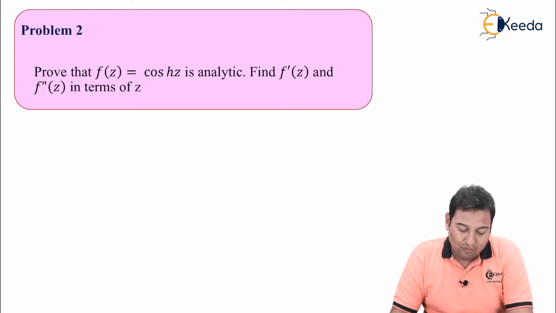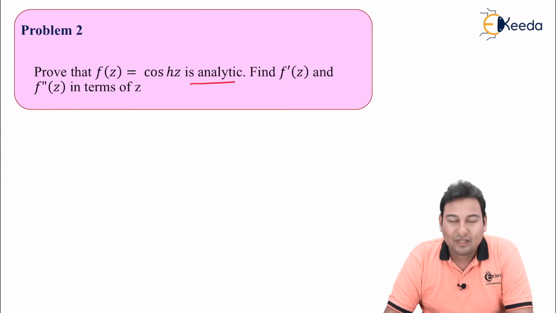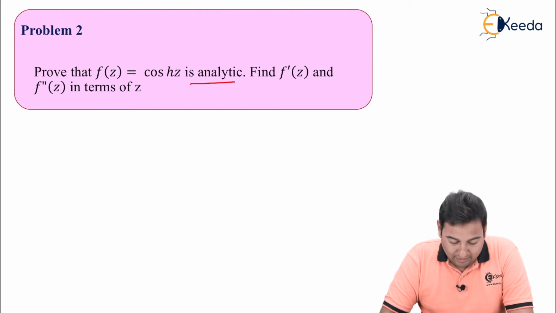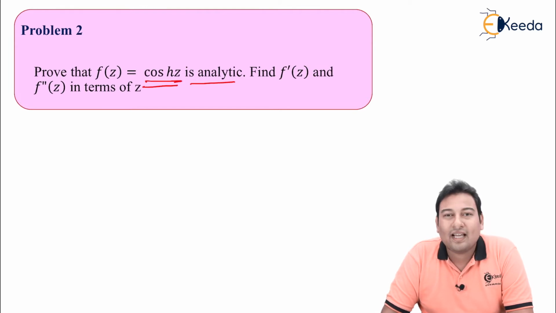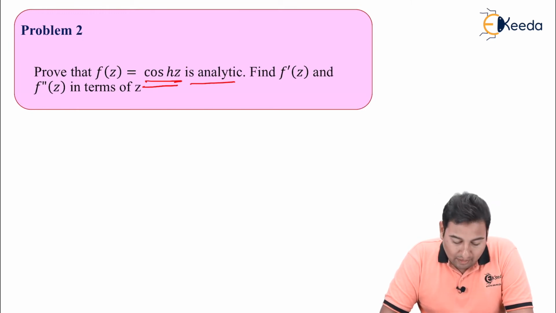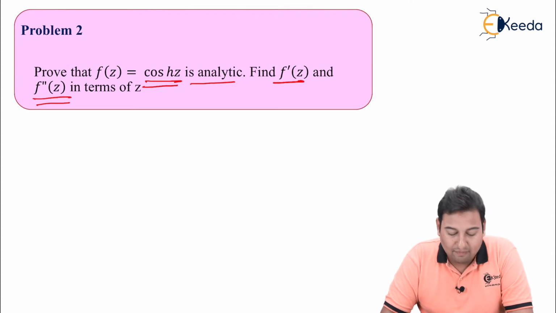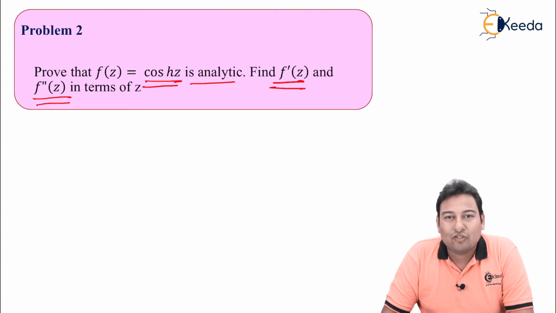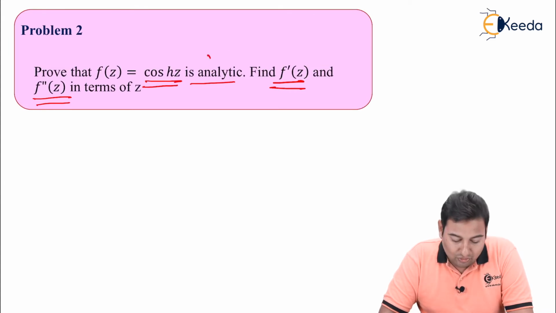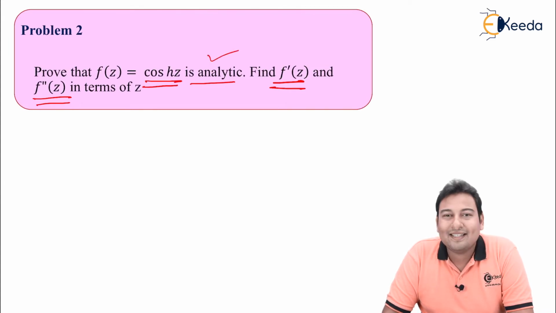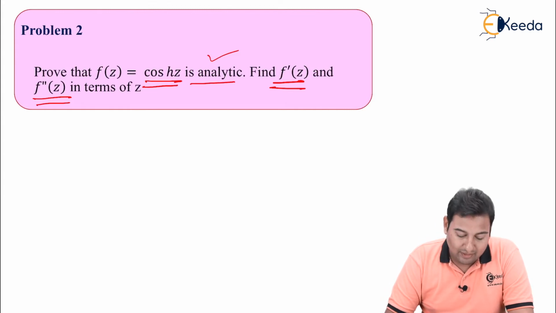f of z is equal to cos hz. We need to prove that it is analytic. The same problem we have solved in type number 1. We have already proved that the function is analytic, but still I'm going to do it again, and I need to find f dash z and f double dash z. As we discussed in the last problem, f dash z can be found by using the Milne-Thomson theorem. So basically there are two parts. Let us solve the first part. f of z is analytic. So let us start.